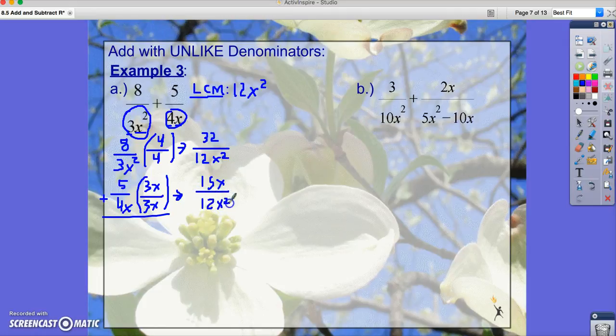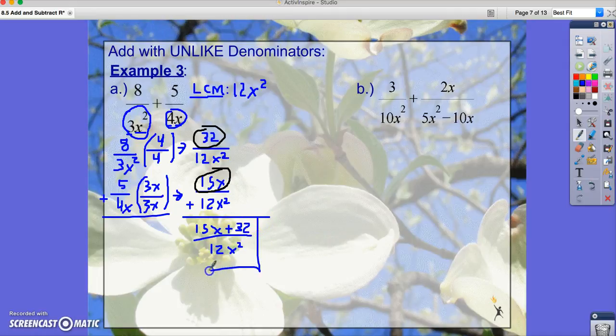Now the next part is like what we did in the last part of the lesson. Once they have a common denominator, you add the numerators but keep the denominator the same. So we'll add the numerators. Now 32 and 15x are unlike terms, so I just rewrite them together. So I'll get 15x plus 32 all over the same denominator, which is just 12x squared. And that's my final answer.